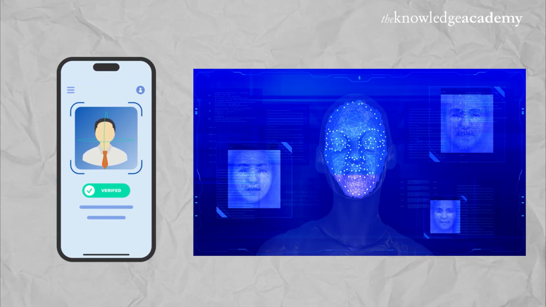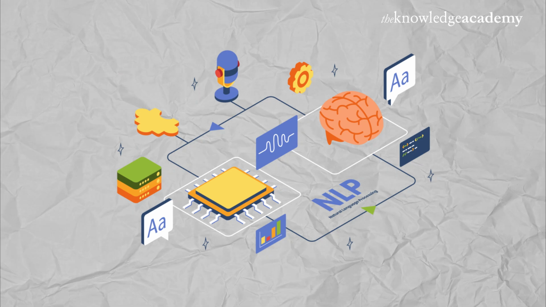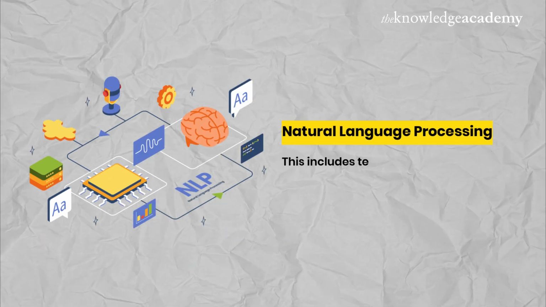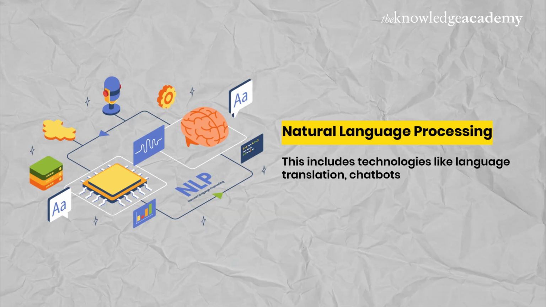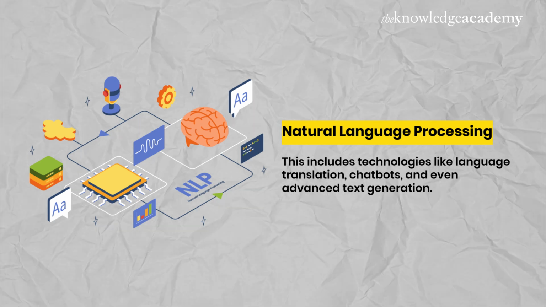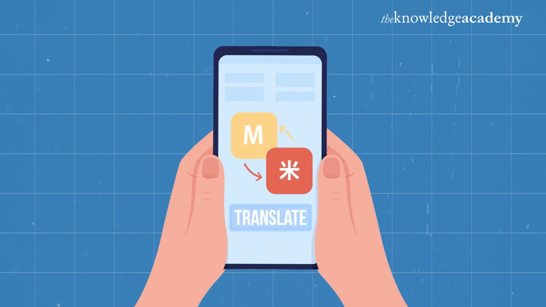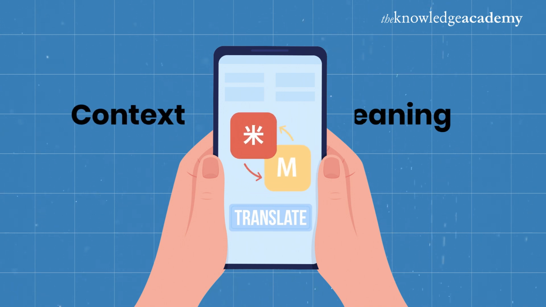Deep learning has also made significant strides in natural language processing, NLP. This includes technologies like language translation, chatbots, and even advanced text generation. For example, deep learning models can translate entire sentences from one language to another while maintaining the context and meaning.